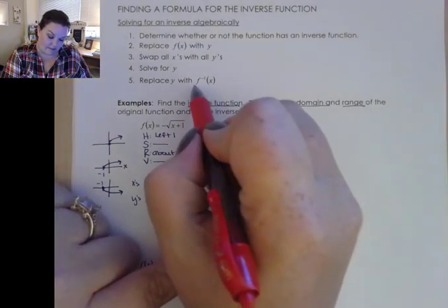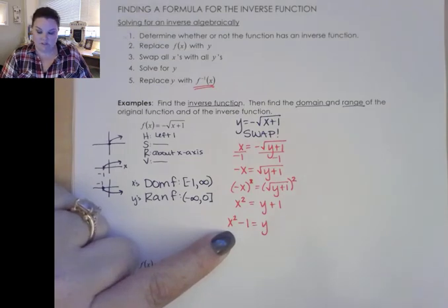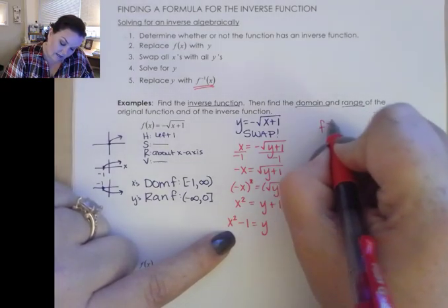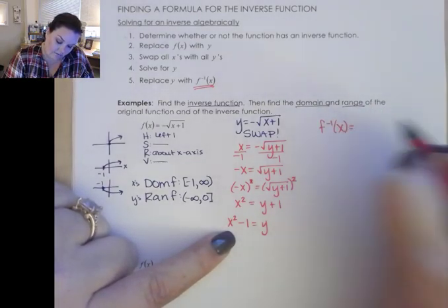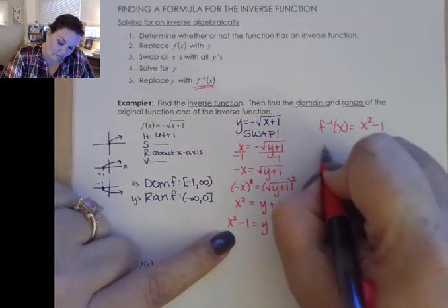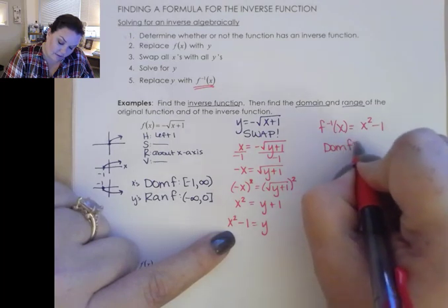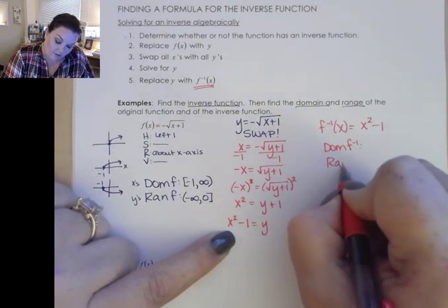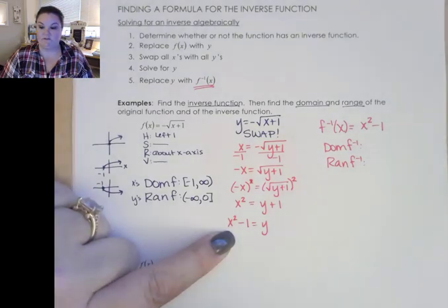So my last step is to write it back in function notation. So this says that my inverse function, f inverse of x, is equal to x squared minus 1. And then we need to write the domain of my inverse function and the range of my inverse function.